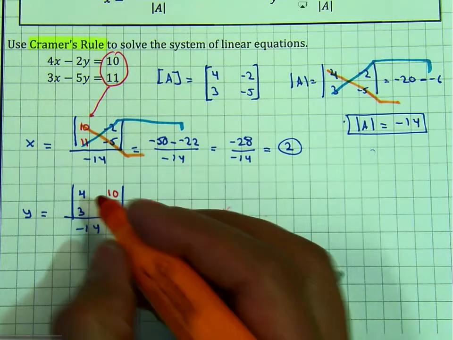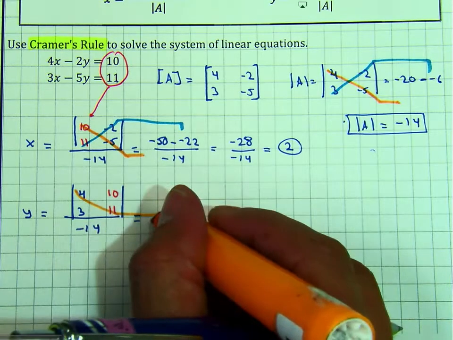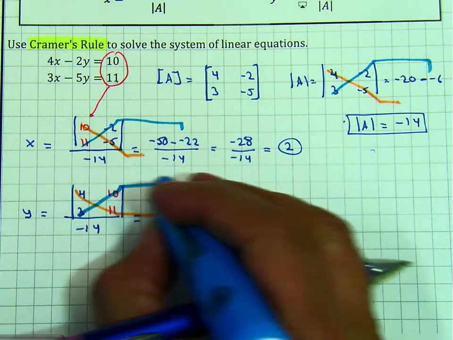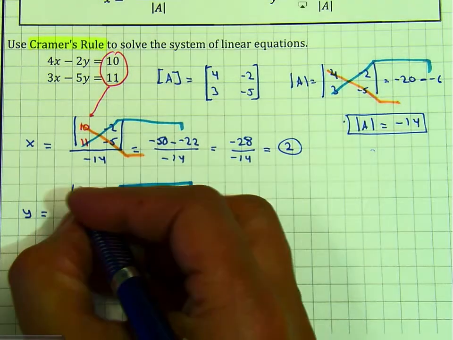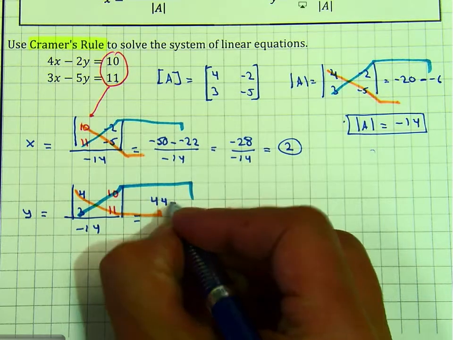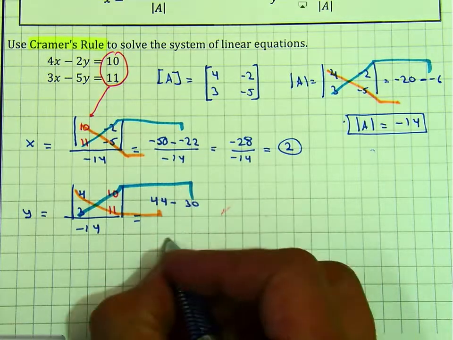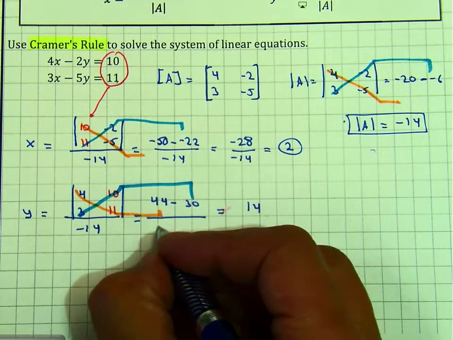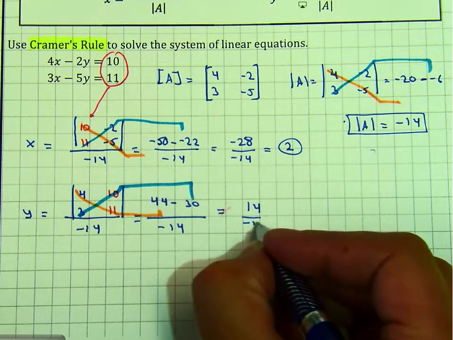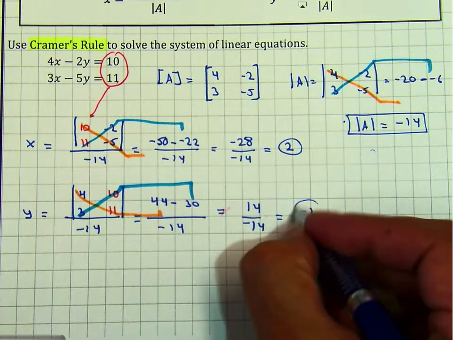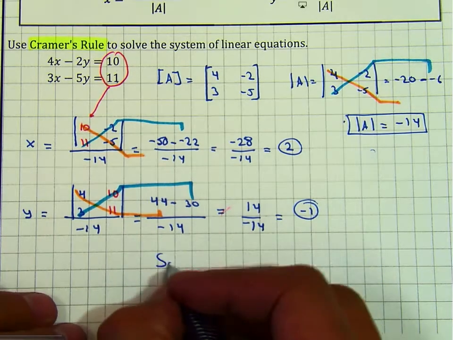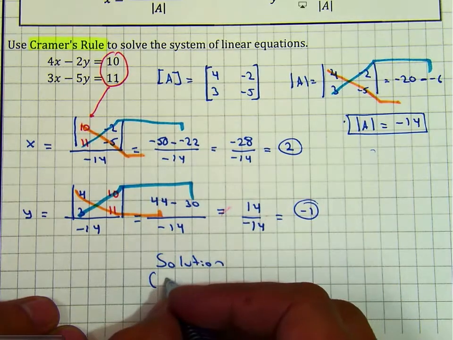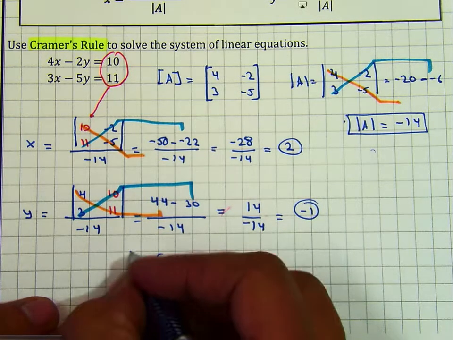Isn't that amazing? So therefore, I'm going to find the determinant. So that gives me 44 minus 30, which is 14. My denominator is negative 14, so therefore that is negative 1. So therefore my solution for this system is x is 2, y is negative 1.